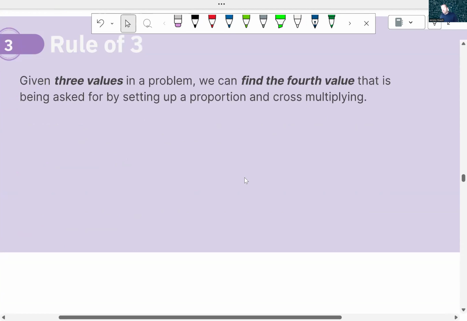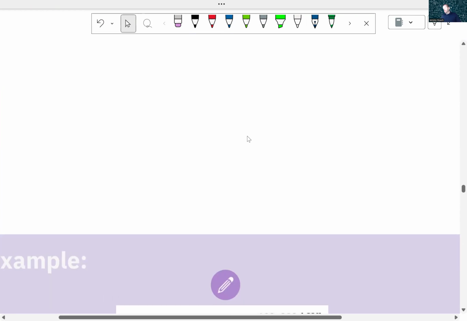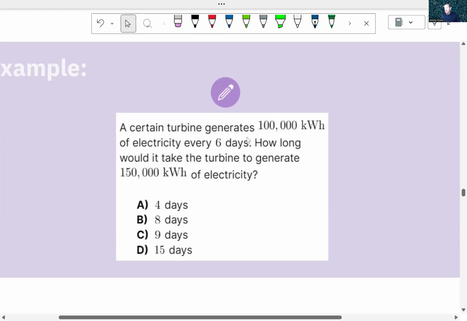The rule of three: when we have three values in a problem, we can find the fourth value by setting up a proportion and doing cross multiplication. This is a really important rule to know. A lot of these are word problems. They give us three amounts and then ask us to figure out the fourth amount. Automatically, I didn't even read this problem yet, and my brain already thinks in terms of rule of three or proportions.